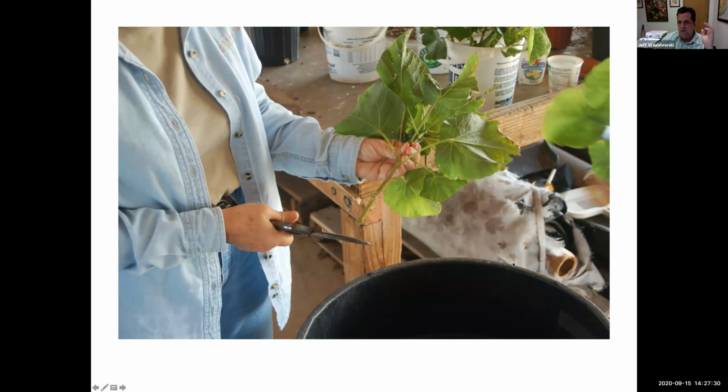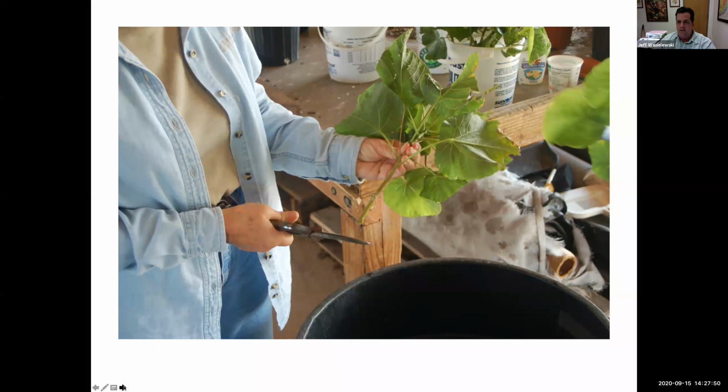Okay, so now we're going to go through the same technique again with a little bit different, because this time we're going to put it in straight perlite. And this only works if you have something like a mist house, or if you're going to put it in a plastic bag to keep it very humid. But I prefer what I just showed you.